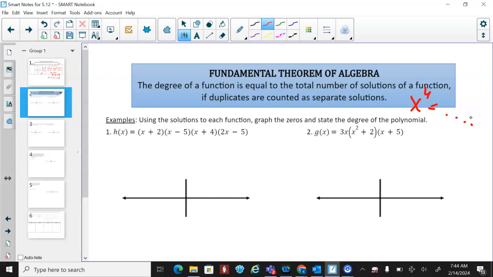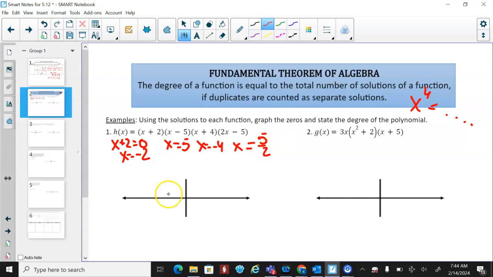So, example first, we've got 1, 2, 3, 4 factors, which means we're going to set them all equal to 0 to solve for them. So x plus 2 equals 0, x equals -2. Here x equals 5. Here x equals -4. And we already know from the warm-up that here x equals 5/2. It's the same question as the warm-up. Okay, so now let's plug them in.